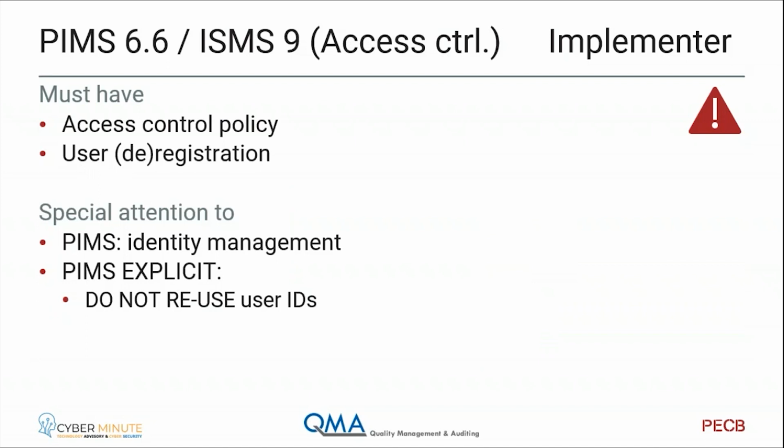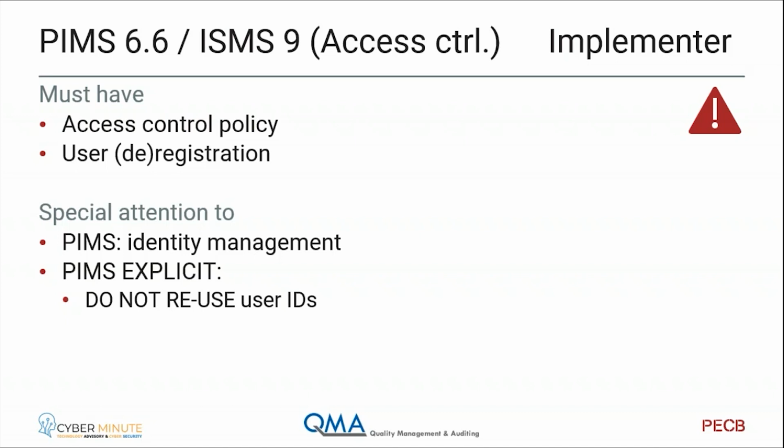ISMS module 9 or PIMS 6.6 is access control, and most of the IT people know exactly what it is: making sure that no one can get access, authorization, authentication, identification, or the terms that you will hear here. One of the things where ISO 27701 puts a very big emphasis is user registration and deregistration, or in short terms, identity management.